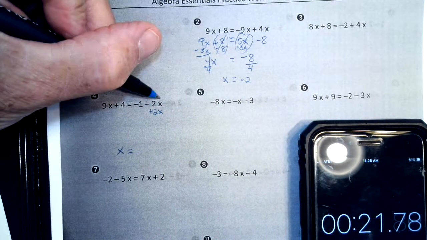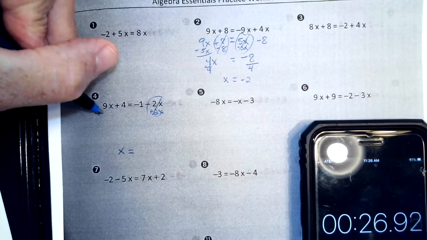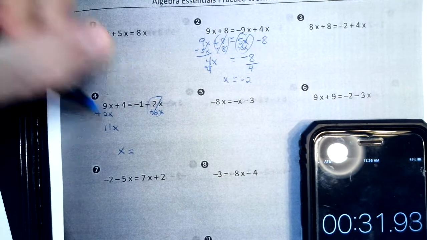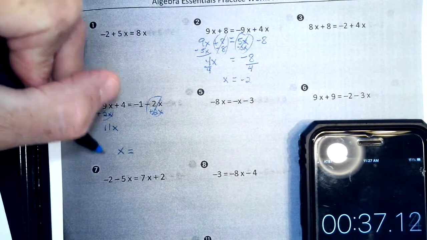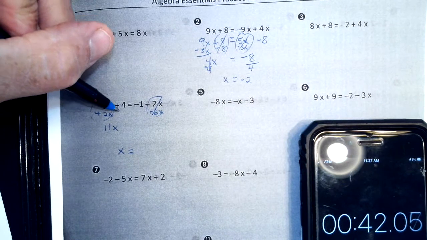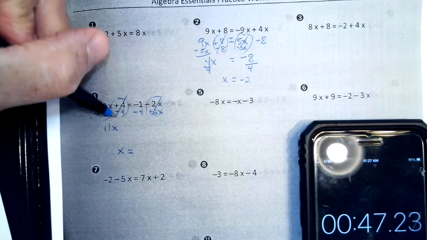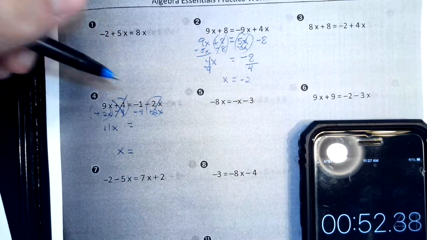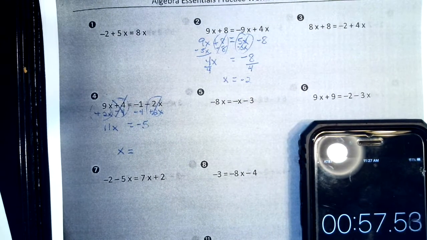So if I add 2x to that side, it goes away. But if I do that to this side, I have to do it to the left side. So I end up with 11x on this side because those added together equals 11. I also don't want any numbers on this side. I just want an x. So I have a 4. To get rid of it, I subtract 4. I subtract 4 from this side, and those go away. So I end up with 11x on the one side, and a negative 1 and a negative 4. A negative 1 plus a negative 4 is a negative 5. Okay, so now I have 11x equals negative 5.